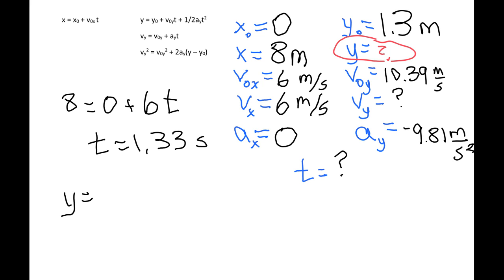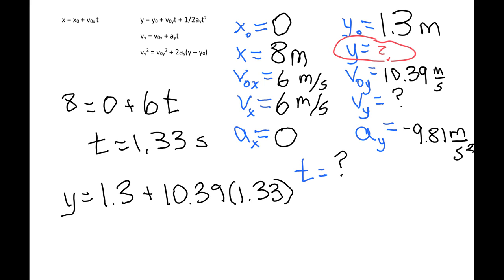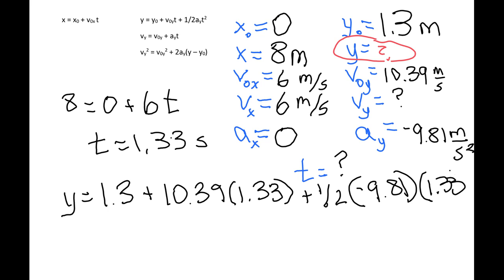We know y naught is 1.3 meters. V naught y is 10.39 meters per second. And that time we just determined is 1.33 seconds. And then we have 1/2 times, now remember this is negative 9.81, and then we have that time that we just determined, squared. This gives us a result of 6.44 meters.